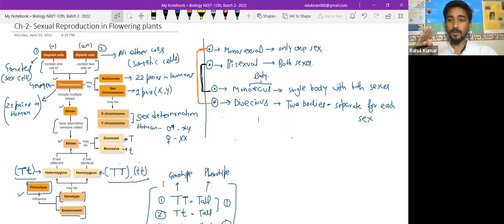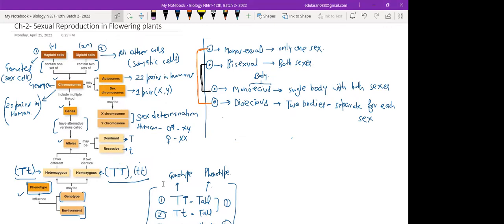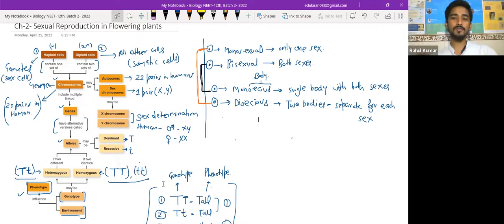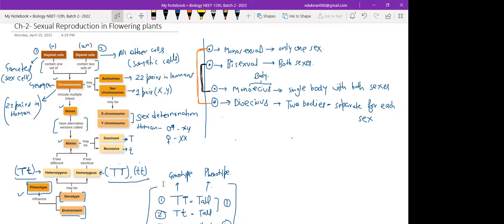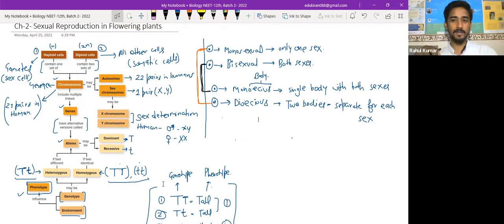Capital T for the tall gene, small t for the short. The gene is for height. Now the height can be either tall, medium, or short, right? Tall is capital T, short is small t, so these are two different alleles. If both the dominant and recessive alleles are present together, it is called heterozygous, because both different alleles are present together. If both the alleles present together are the same, either capital T or small t, then they are called homozygous.